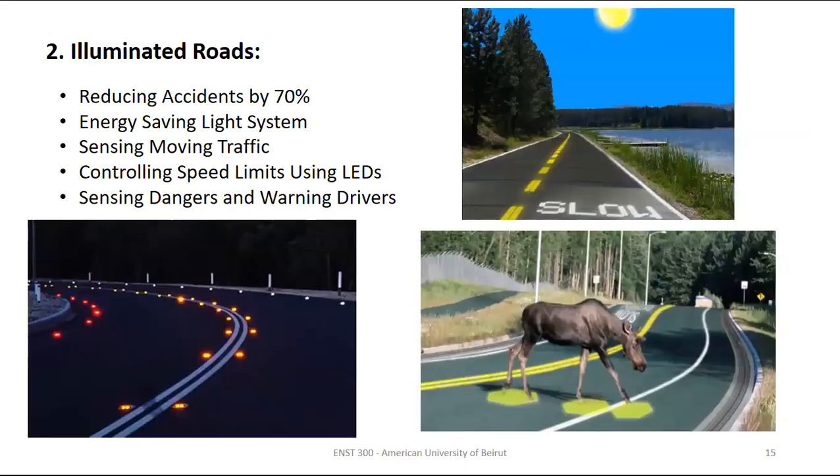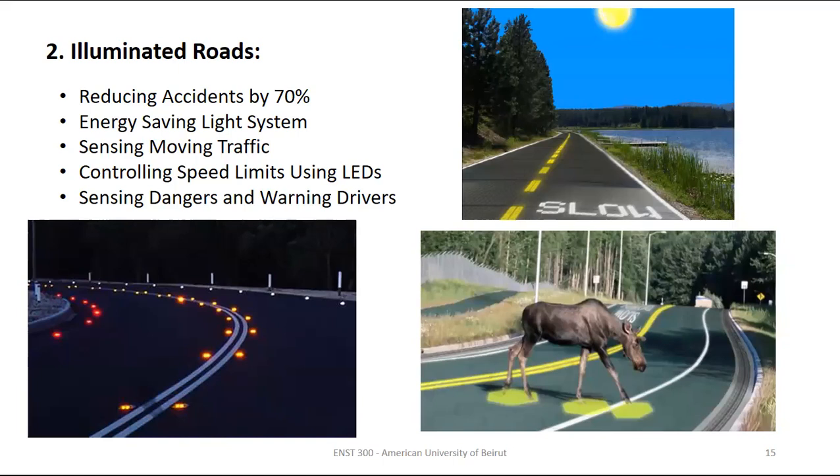The second application is the illuminated roads. This technology promises implementing a LED lighting system which can reduce the accidents by 70% and at the same time save energy, especially in rural highways. They can light only when they sense moving traffic. Let's say 0.5 miles ahead and 0.25 miles behind the moving vehicle.